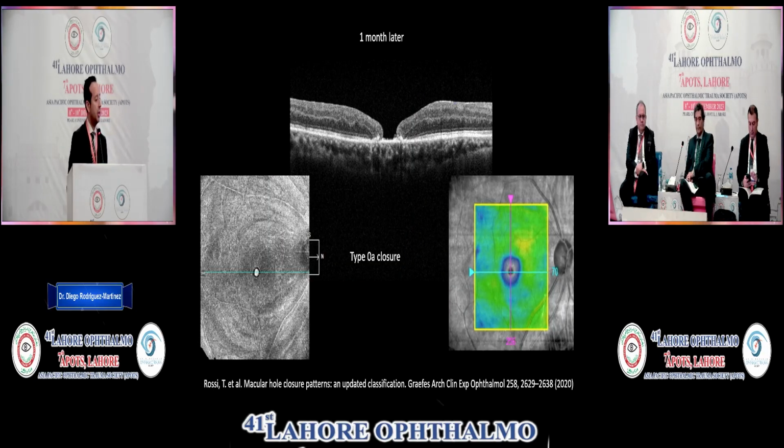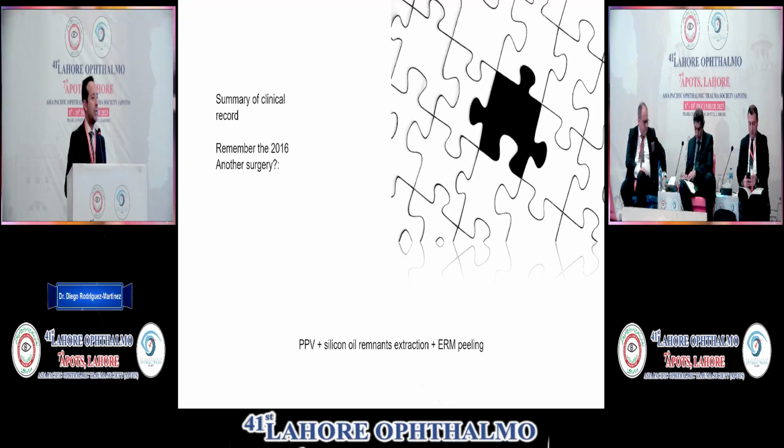One month later, you can see this type of closure. This is a type 0-8 closure, non-satisfactory. He refers that the scotoma was improved, but visual acuity did not. So reviewing his chart, do you remember the 2016 surgery? Well, that surgery not only included removal of silicone oil remnants, but also an epiretinal membrane peeling.